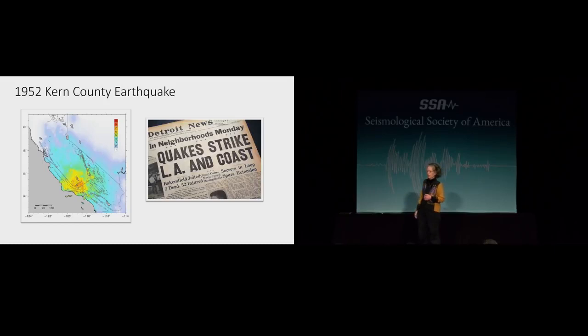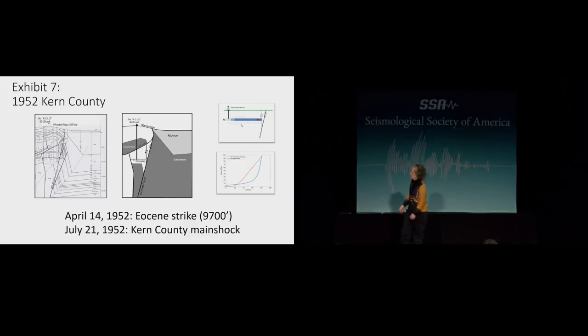Kern County, I'm falling behind, 1952, moving out of the LA Basin. Could it have been induced? It was one of the biggest 20th century earthquakes in California. And by now, it starts to be a familiar refrain without going into details. The Wheeler Ridge field was discovered, the production was shallow. A well was deepened, in this case, all the way down to 3 kilometers. Production started, and the earthquake happened three months later.